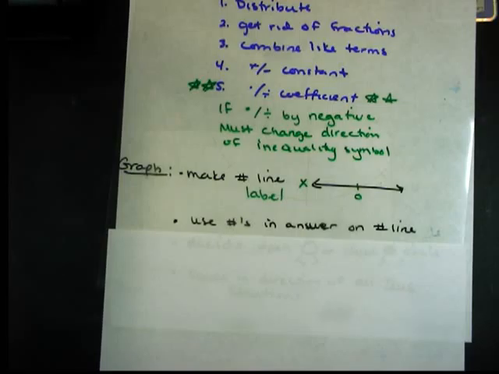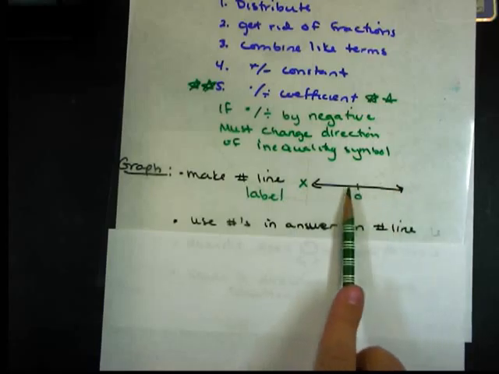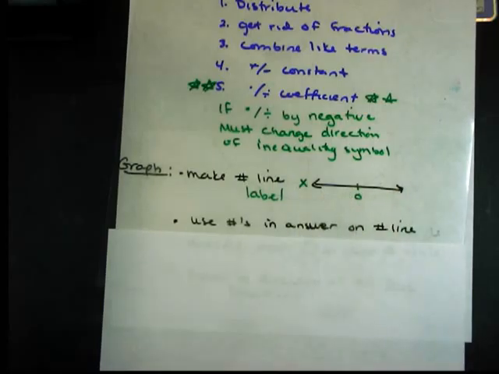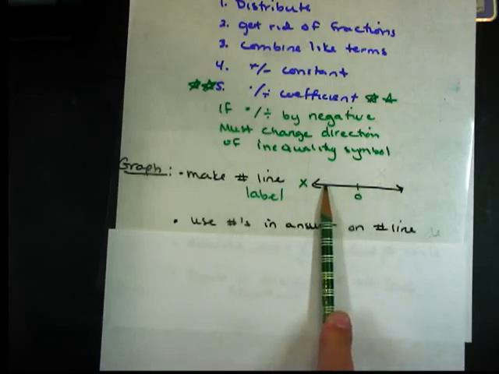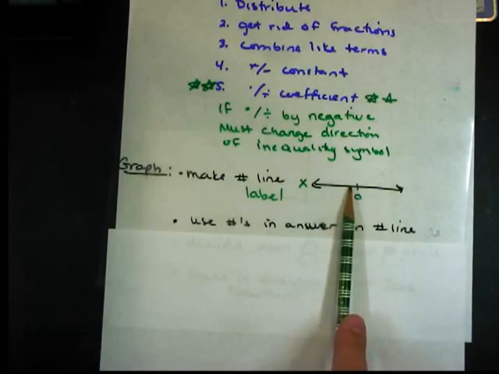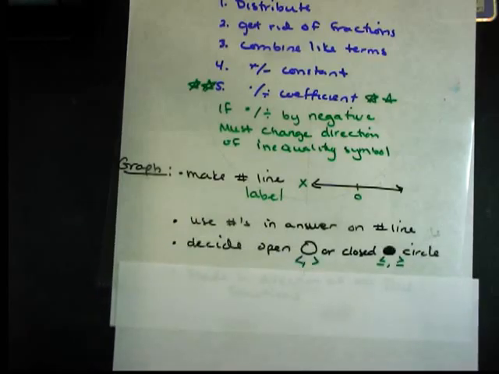The number that's in your answer on the number line, you don't need to tick it off. You don't need to go 1, 2, 3, 4 and make little tick marks, 1, 2, 3 going across, -1, -2, -3 going across. Just use the number you get in your answer. If you get -4, there's -4. I don't need to see that you can count 3, 2, 1, or whatever. So just use the number that you get in your answer. Then decide, is it an open circle or a closed circle? And that's based on the symbol in the problem.